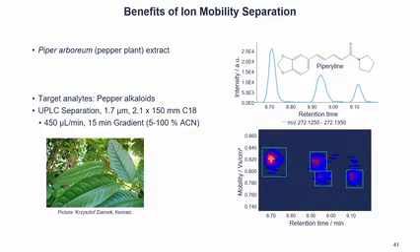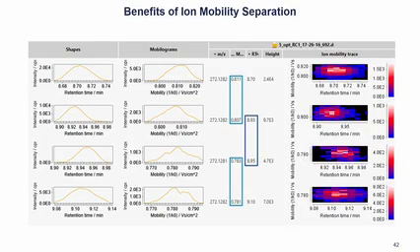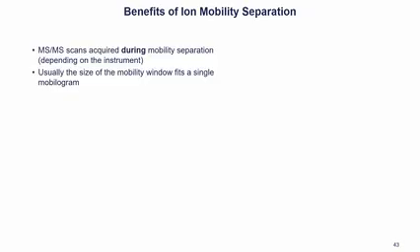So if we do the data processing, then we end up with a feature table like this, where with the blue rectangles, I highlighted those features that have the same retention time, but are separated by the mobility value, or they have very similar mobility value, but they have different retention time. So what this allowed us to do was to separate all these isomers.